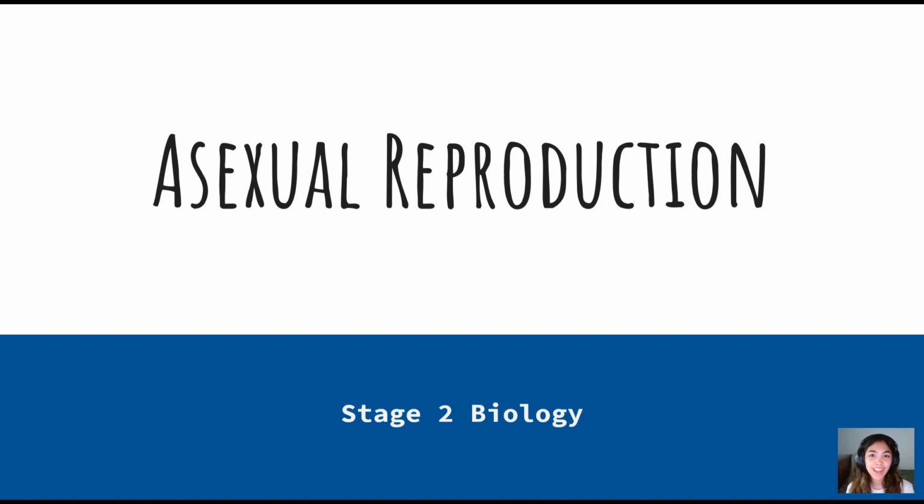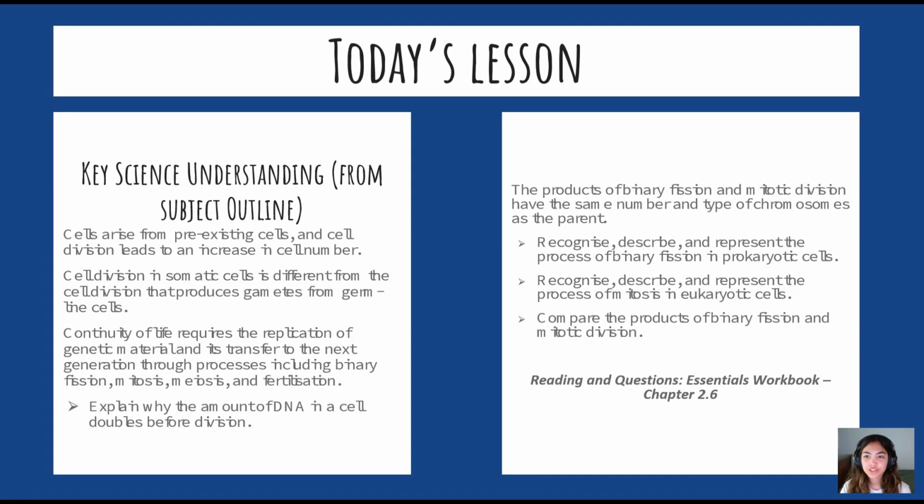Alrighty, hello everyone. We're going to be looking at asexual reproduction today. So, the things that I'd like you to get out of today's lesson, of course, is from the key science understanding from our subject outline. This includes the fact that cells arise from pre-existing cells and that cell division leads to an increase in the cell number.